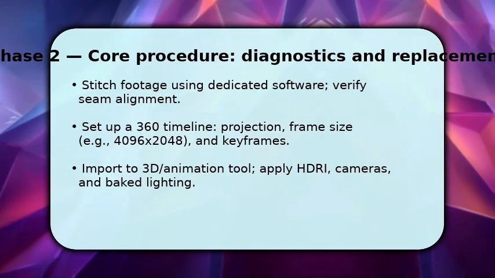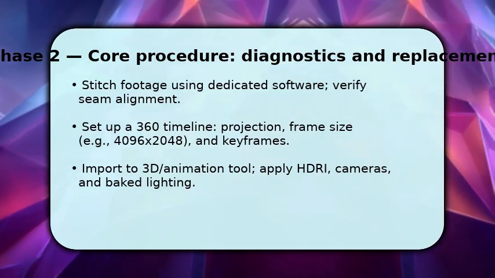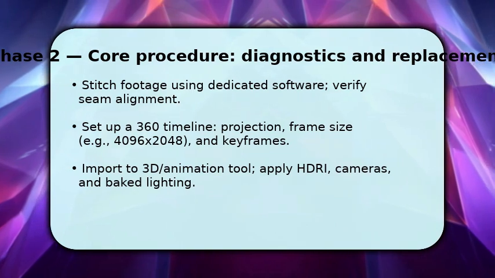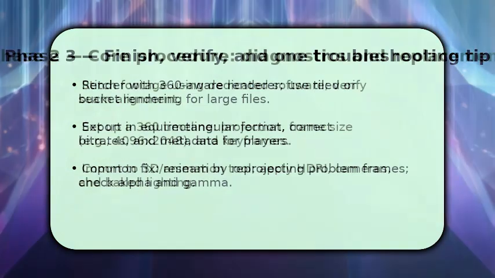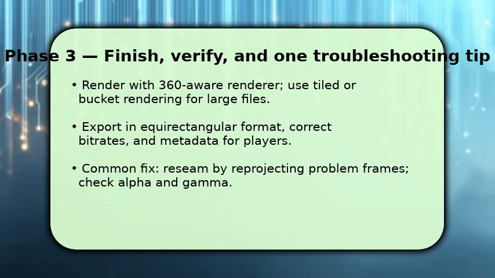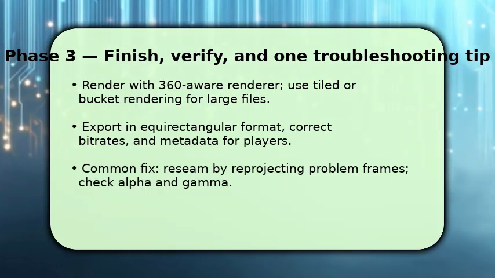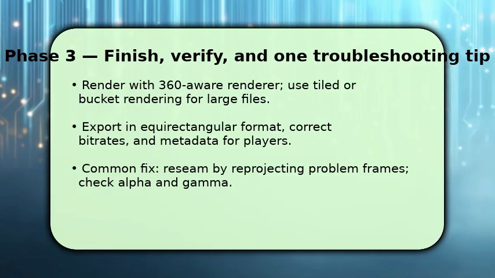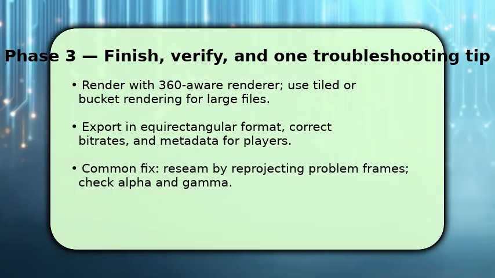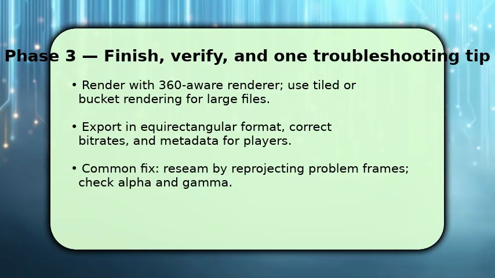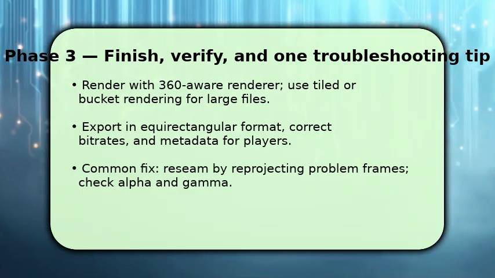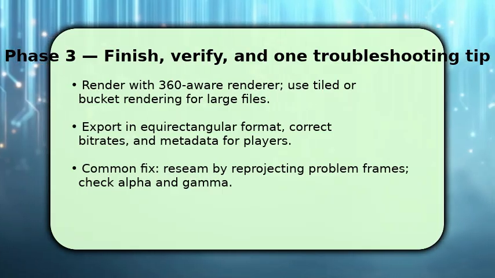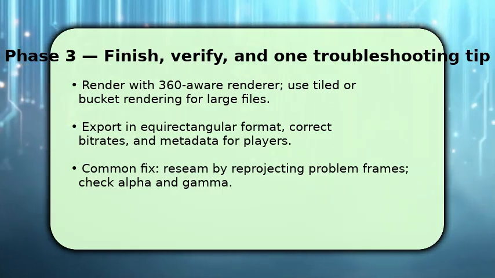Make sure to keyframe motion in world space, not screen space, so your animated elements remain correctly positioned in the 360. You finish by rendering with a renderer that supports 360 outputs. Use tiled or bucket rendering for very large frames to avoid crashes. Once done, export the equirectangular master with the correct color space and bitrate and inject 360 metadata so players recognize it. If stitching seams, reprojection fixes often work.